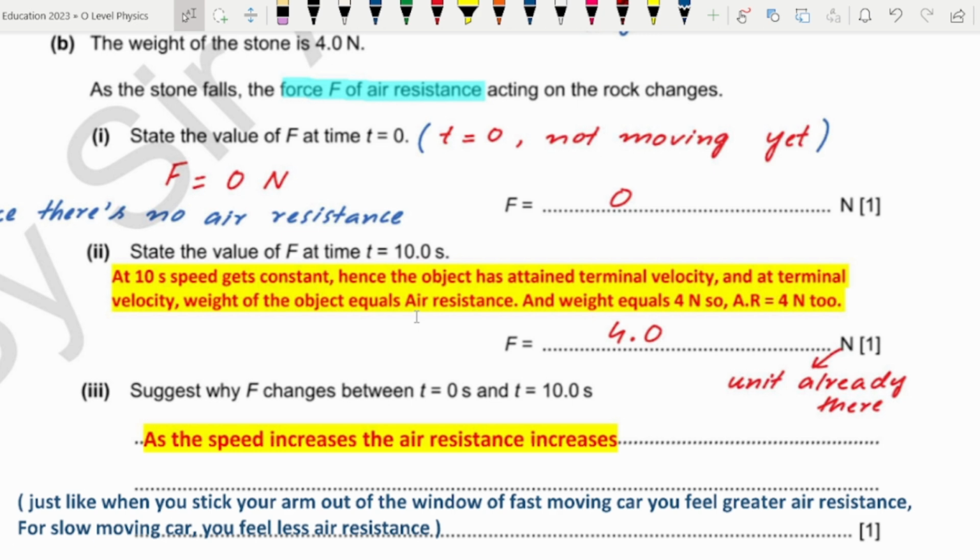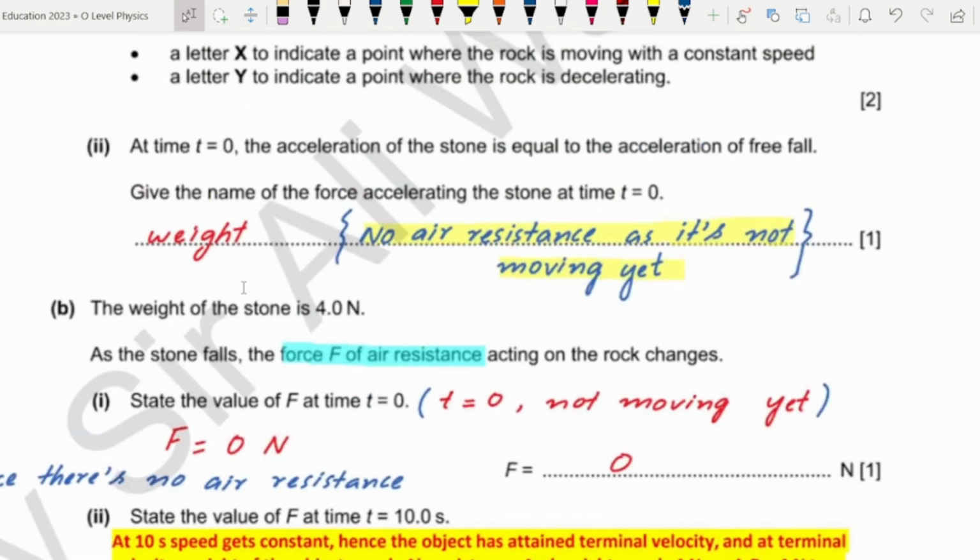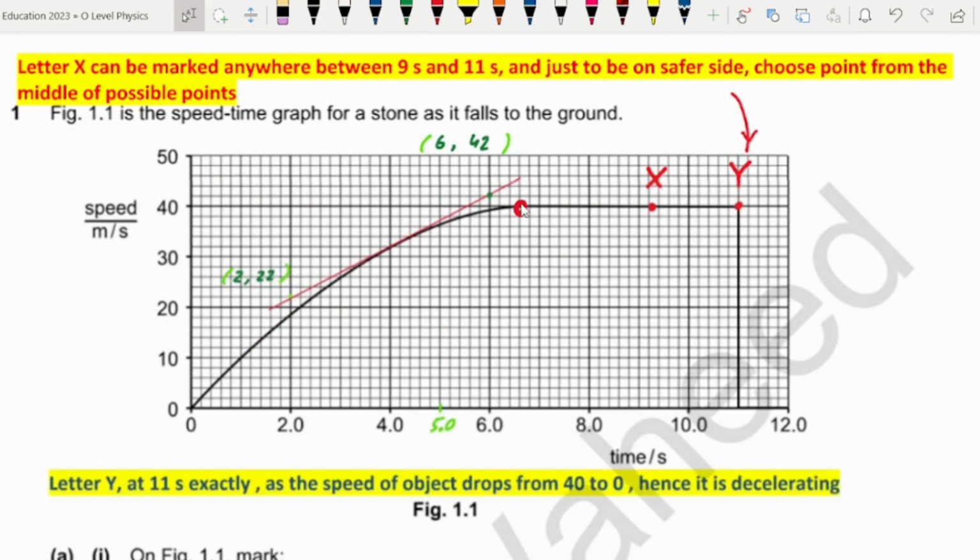Suggest why F changes. F means the air resistance. All right, F represents air resistance here. They have represented it over here. Suggest why F changes between 0 and 10 seconds. So air resistance is being changed due to the change in speed. As the speed changes, the air resistance changes. And as a matter of fact, the air resistance at first increases. So as the speed increases, the air resistance also increases. And it increases till probably this point, and then the air resistance also becomes constant.